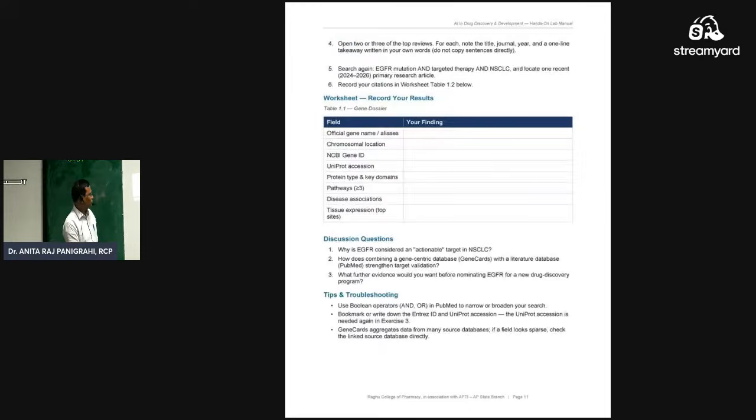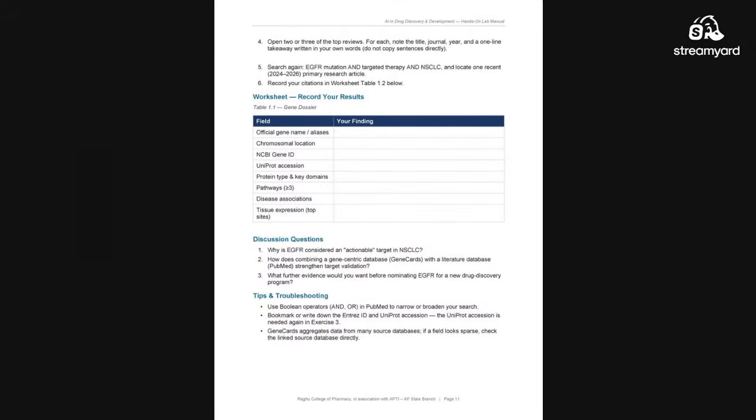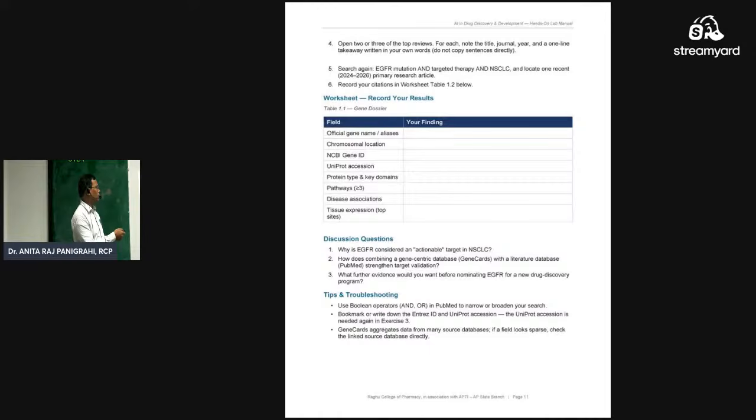Yes, this is where you need to look. These are the simple things, the important information that you need to know at this point of time. Then you can read more and more. Then these are the discussion questions. Why is EGFR considered an actionable target in NSCLC? How does combining a gene database help? All these things we can discuss later, because this is an introductory part for you to understand.